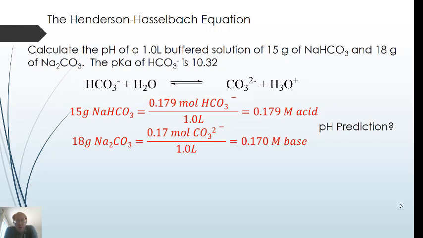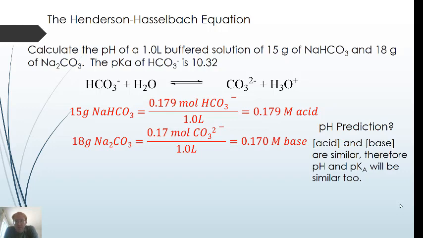So what do we predict our pH to be? What do I have more of? I have more acid. And its conjugate base over acid is our Henderson. The values are similar, therefore the pH and pKa will be similar too, right? But we're going to be a little bit less. But these values are really, really similar to each other.